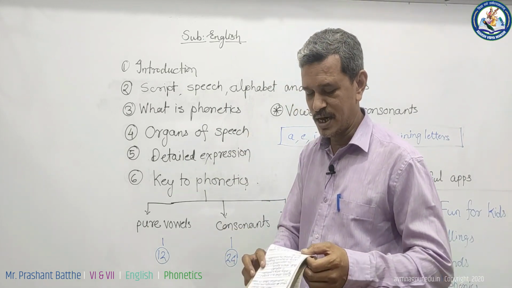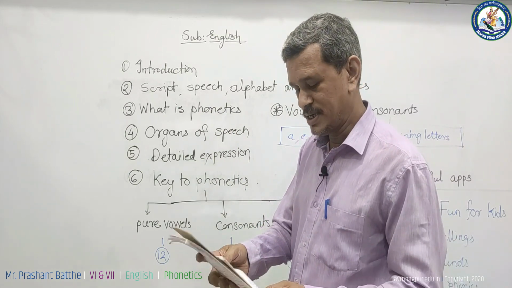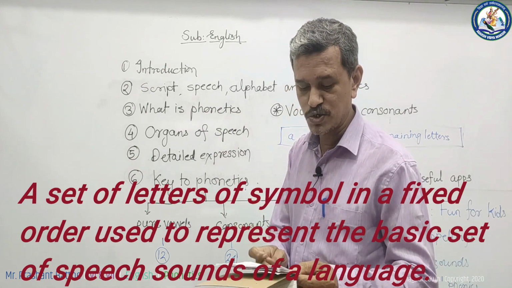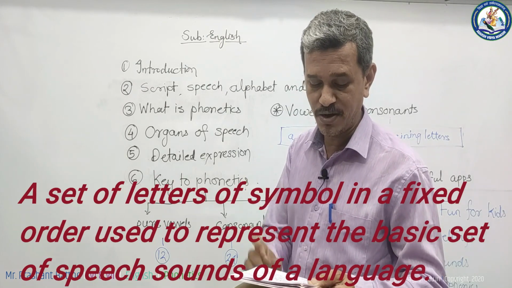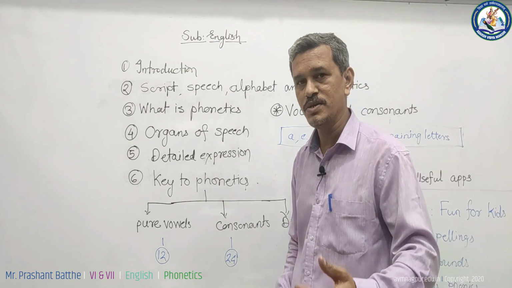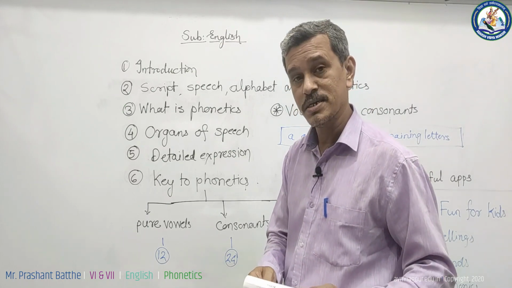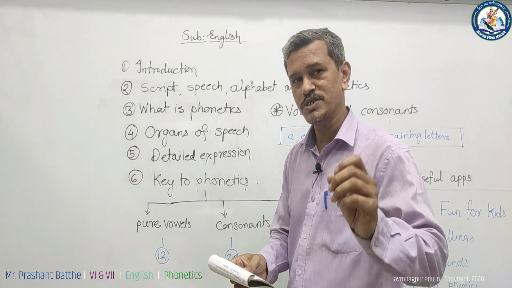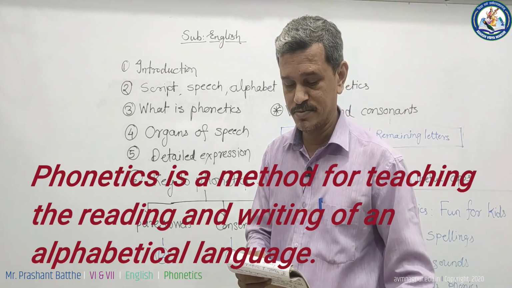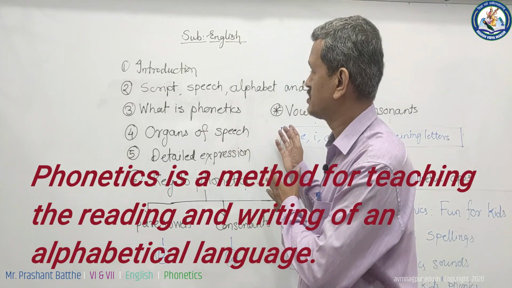Now what is the alphabet? The total set of alphabet. The definition is a set of letters or symbols in a fixed order used to represent the basic set of speech sounds of a language is called alphabet. And after that, the last one, phonetics, we are going to discuss this one as well in this video. What is phonetics? Phonetics is a method for teaching the reading and writing of an alphabetical language. So this is actually phonetics.